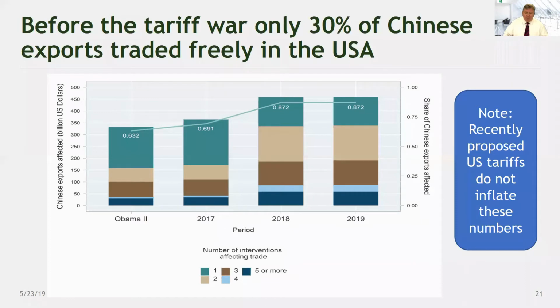That is, before the trade war started in 2017, already 69% of Chinese exports to the United States did not trade freely. They were affected by protectionism. Turn that around, only 30% of Chinese exports to the United States before the trade war traded freely. And after the trade war begins, that percentage falls from 30 to 13%.